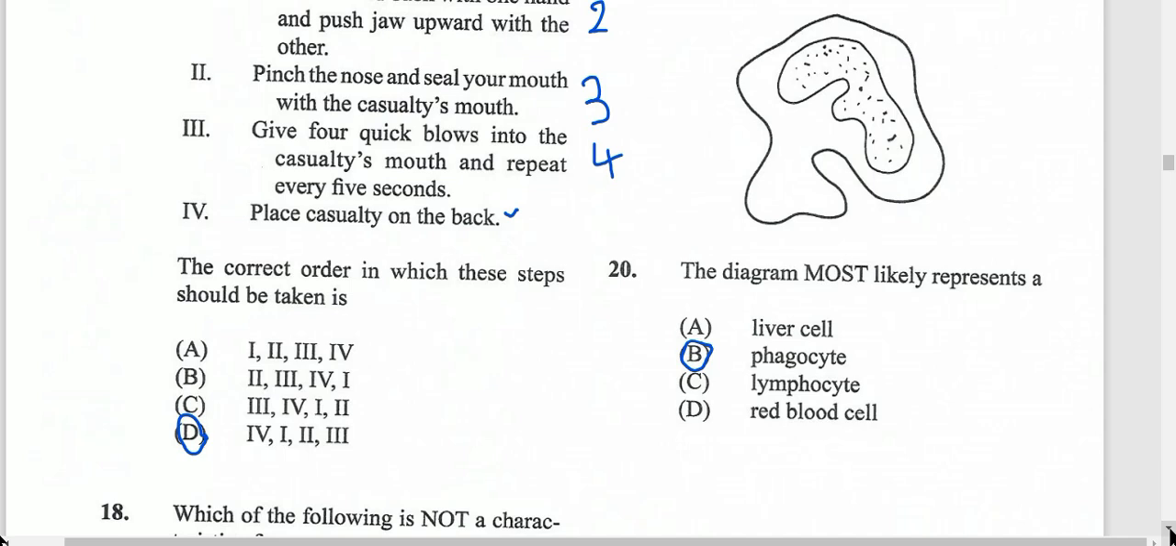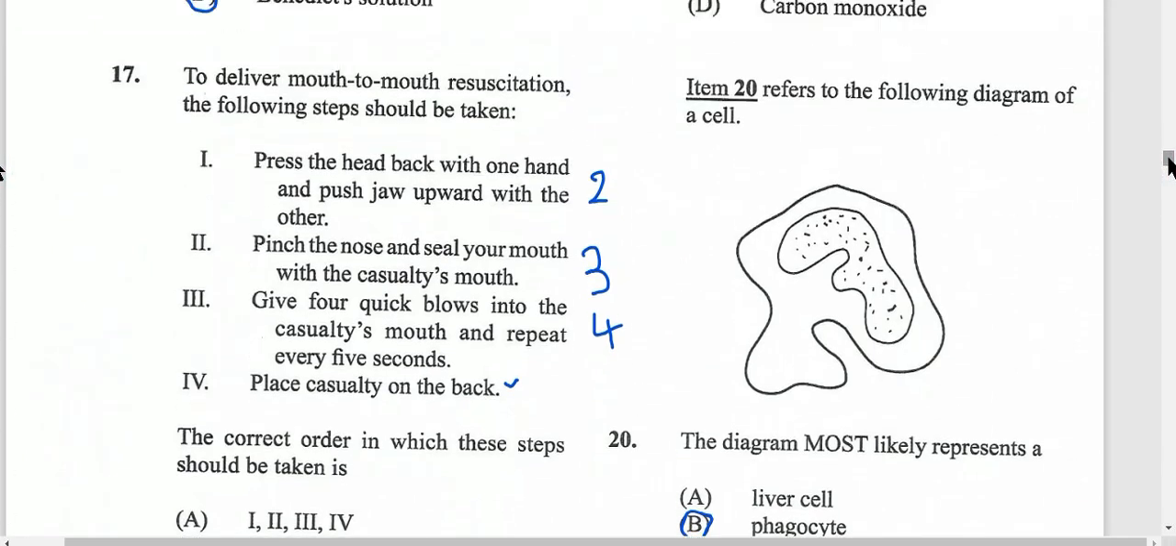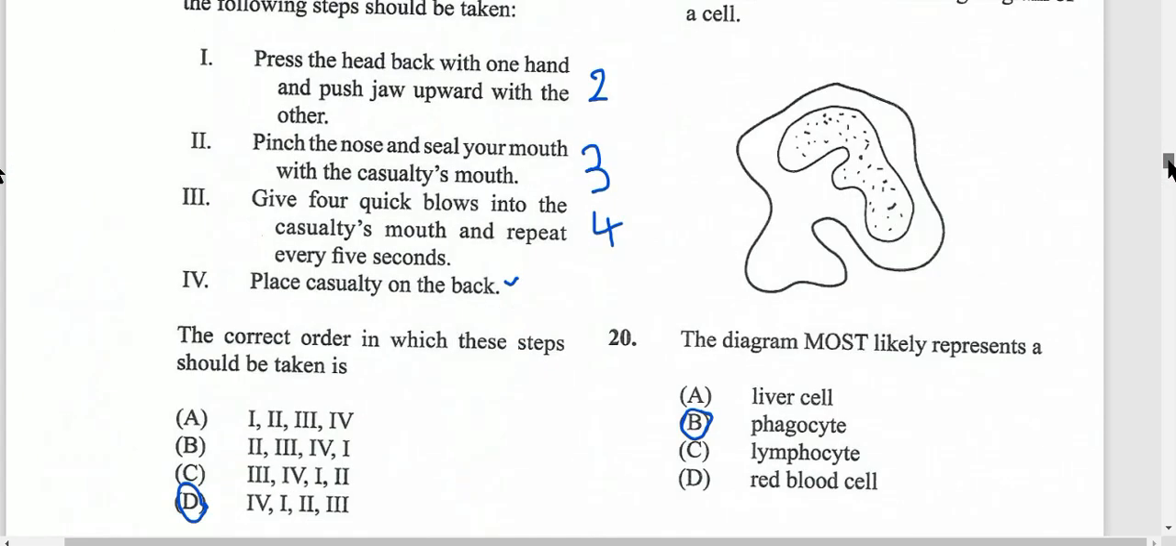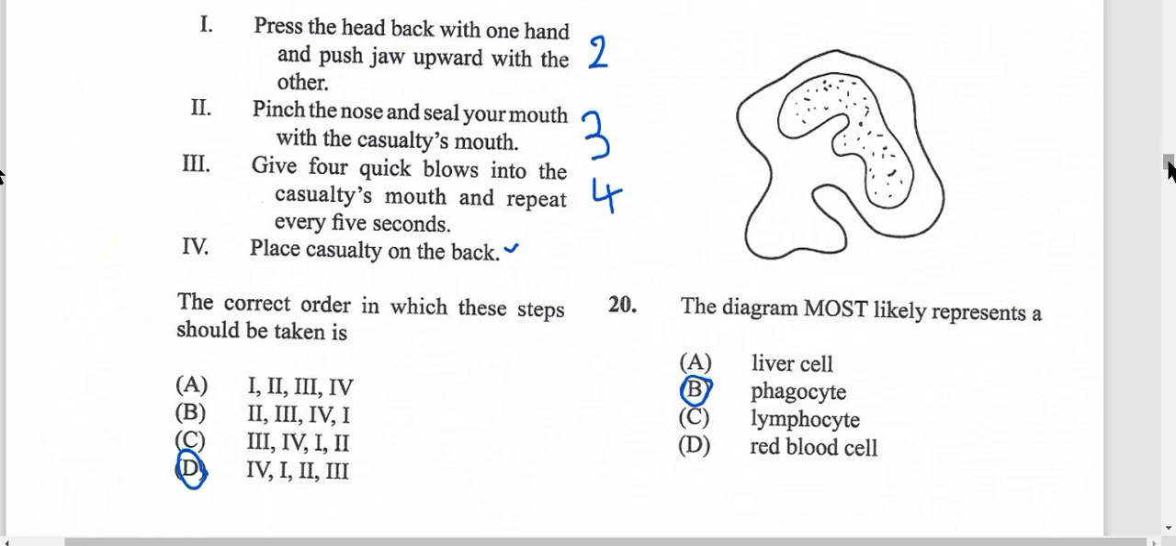The correct order in which these steps should be taken is, of course, D for question number 17. You're going to place the victim or the casualty on the back. Then, you are going to push the head backward with one hand, and of course push the jaw up with the other. Then you are going to pinch the nose to seal, and seal the mouth with your mouth.